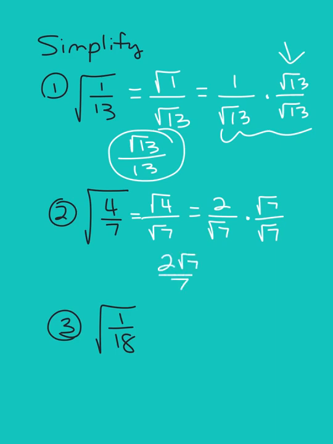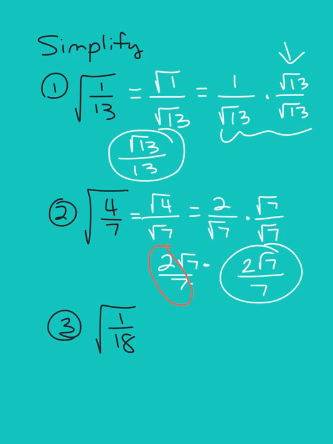Now I can't simplify what's inside the radical, so this root 7 stays as is. I can't simplify this 7 and 7. If it were possible for me to simplify what's on the outside, that 2 and 7, I would do that, but in this case it's not. So my final answer is 2 root 7 over 7.